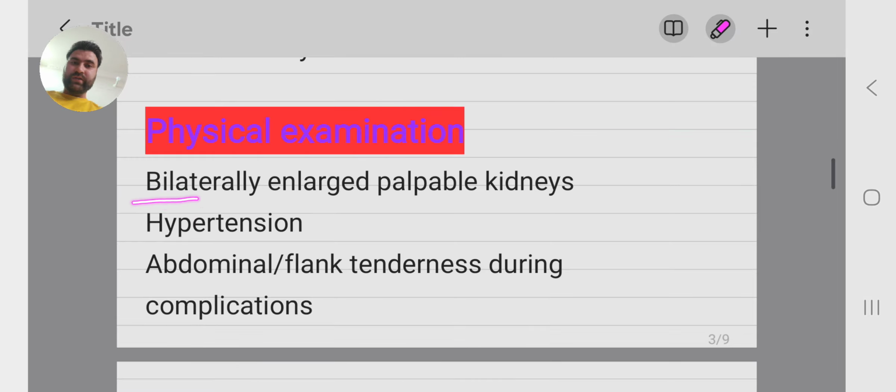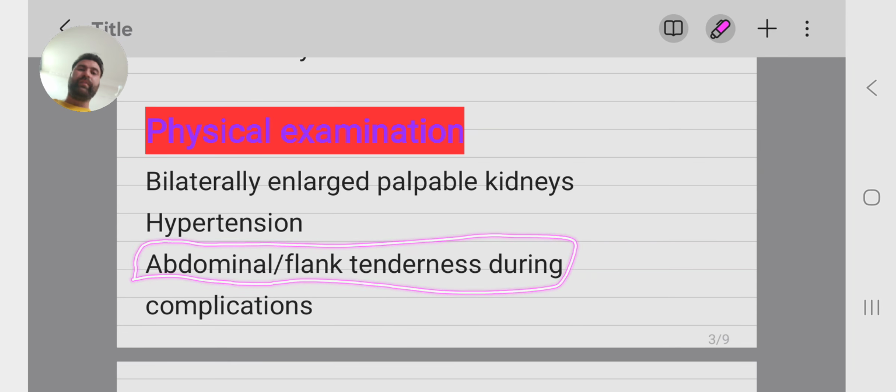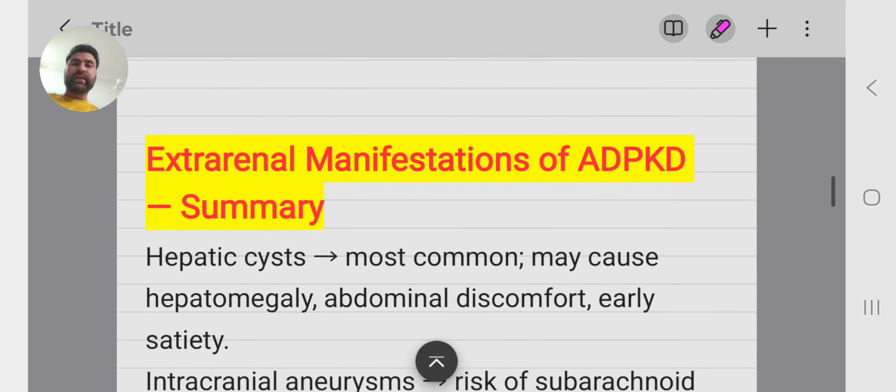On physical examination, when you examine the abdomen, you will feel the enlarged bilateral palpable kidneys, and on checking the blood pressure you will see that these patients have hypertension in most of the cases. And sometimes when there is cyst infection, then there may be tenderness in the abdomen. What are the complications that can arise?